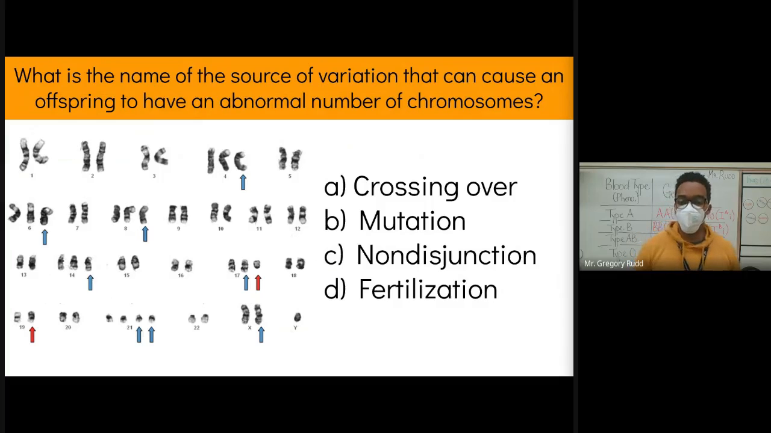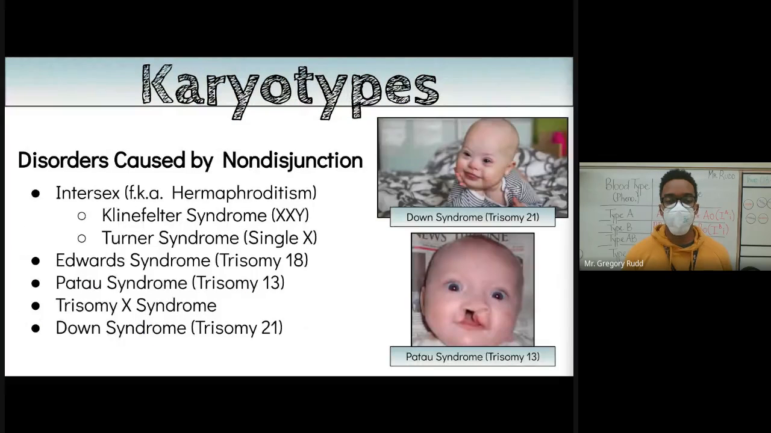So I'm going to move through this, but the reason this happens, the problem is called non-disjunction. We'll talk more about that. Here are some other disorders that are caused by non-disjunction. So there's Down syndrome, that's trisomy 21. Then there's Patau syndrome, trisomy 13. So having 3 chromosomes in the 13th position.